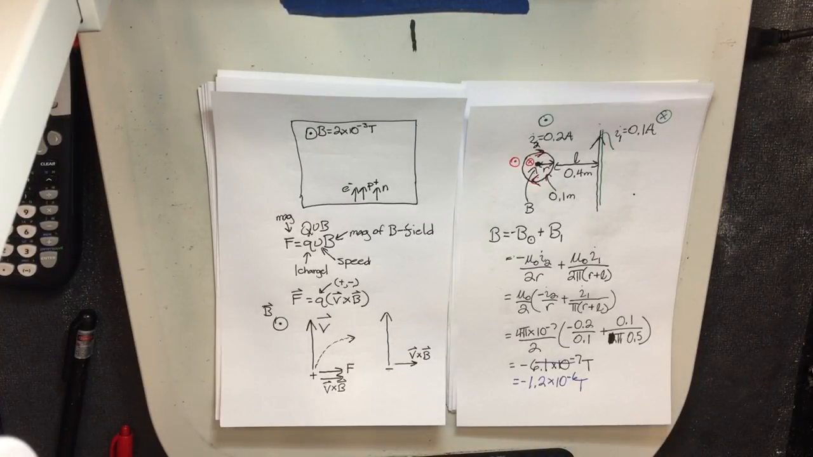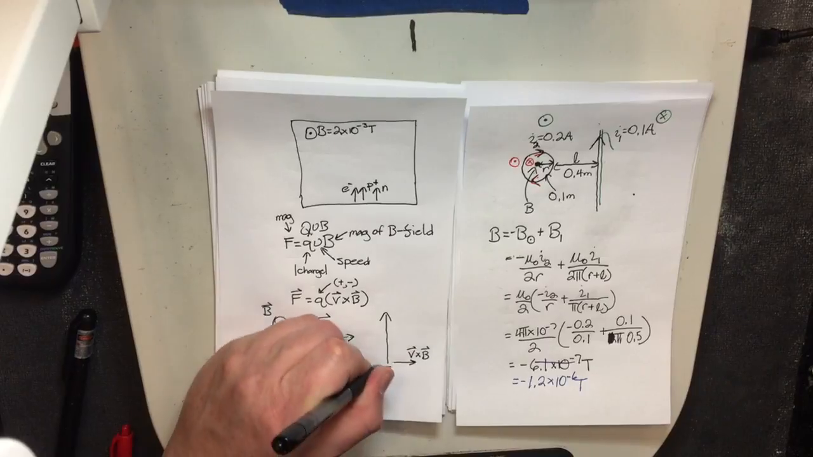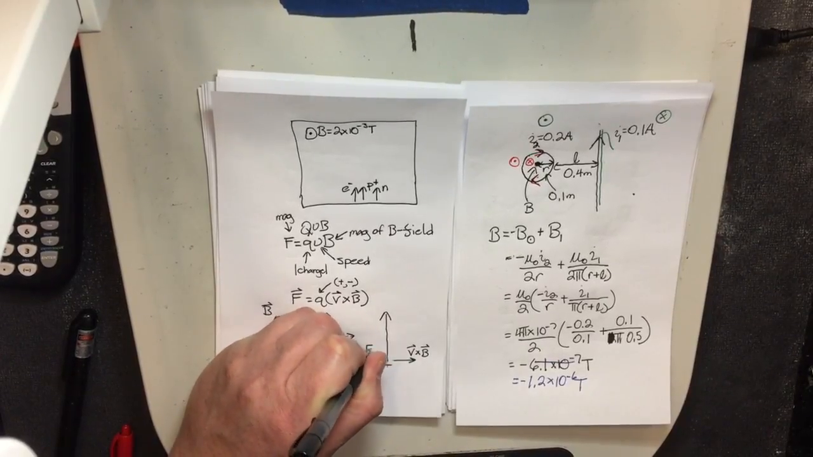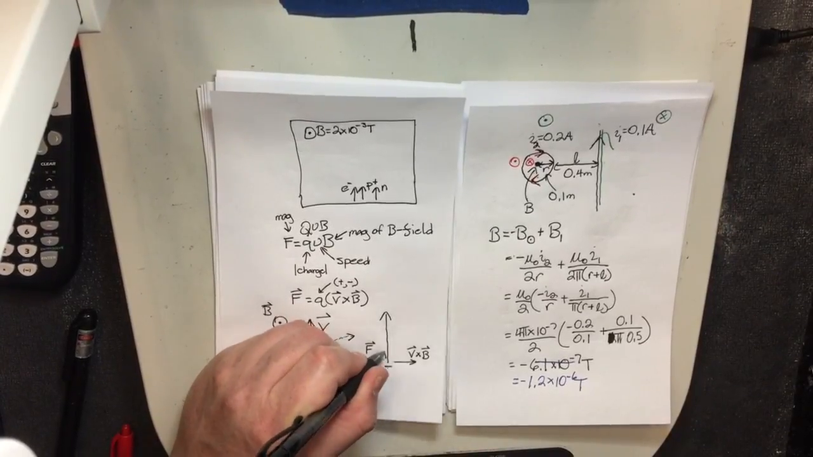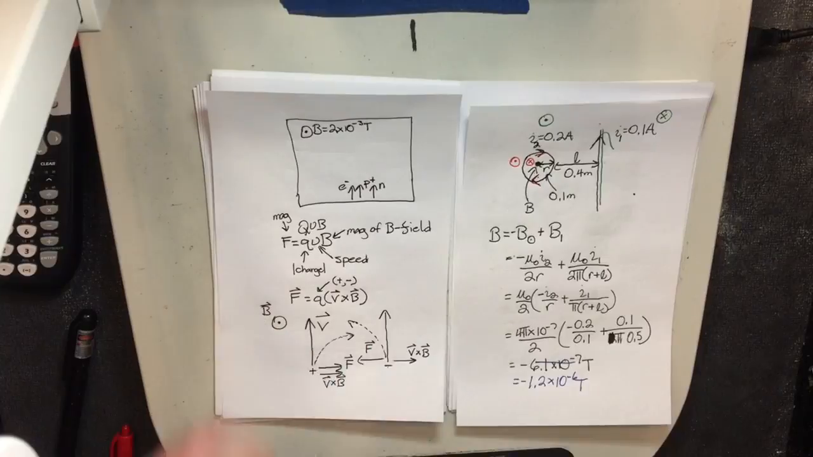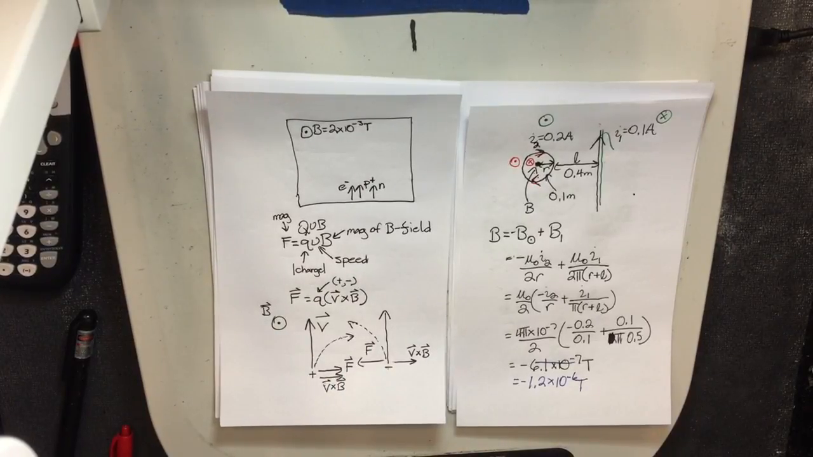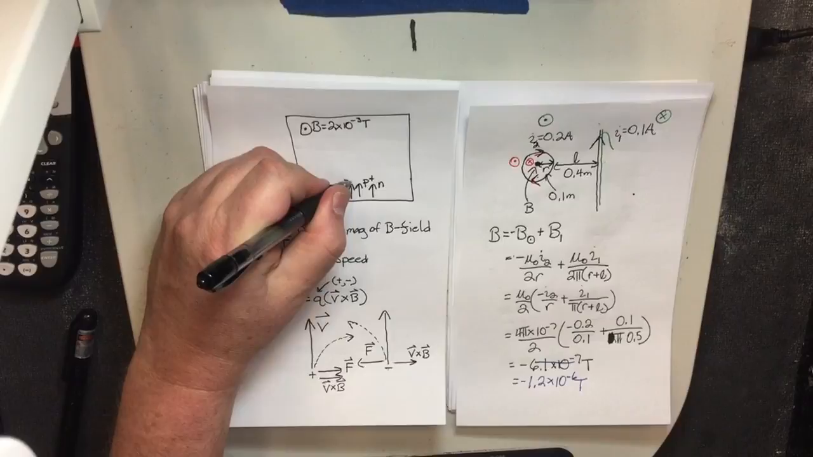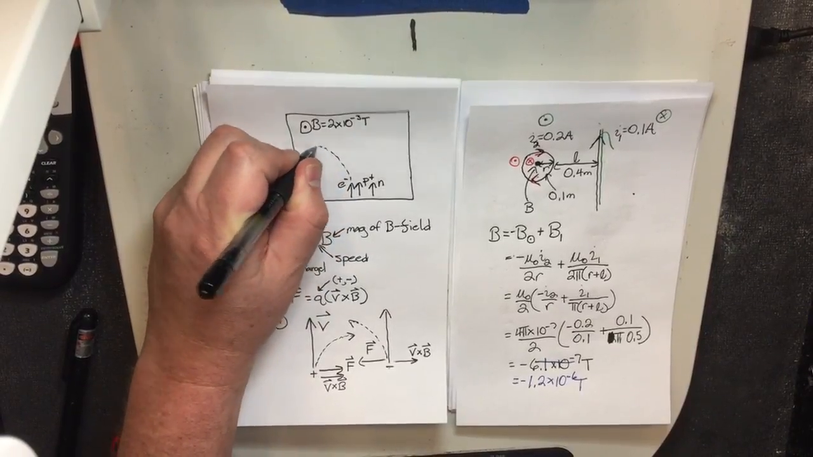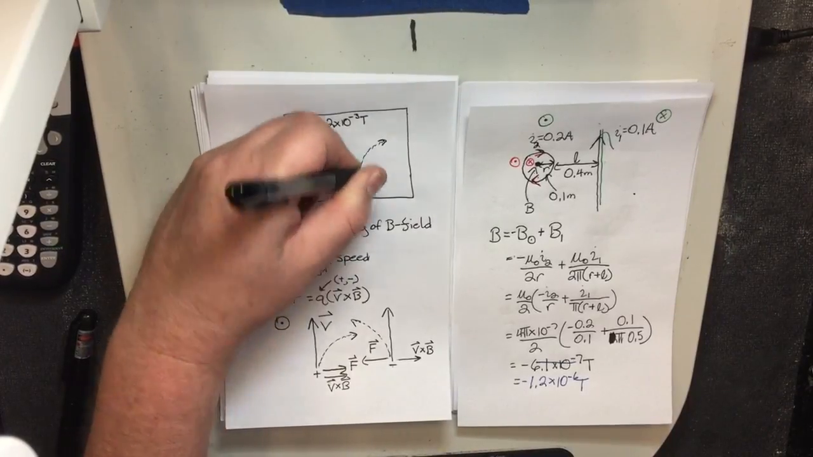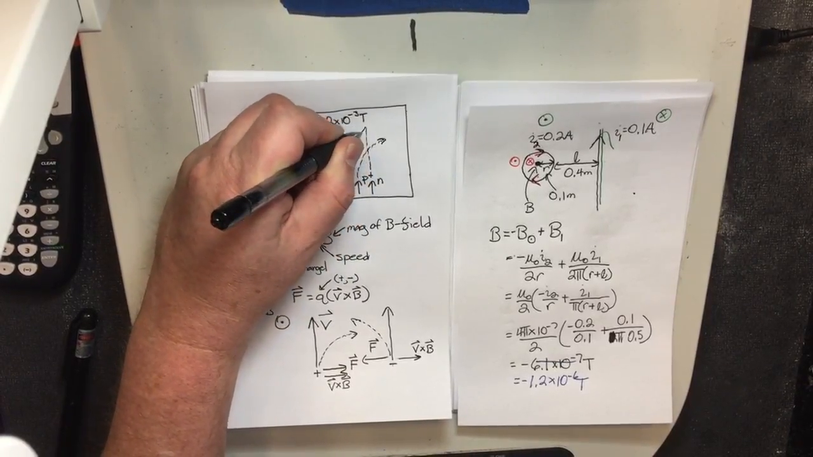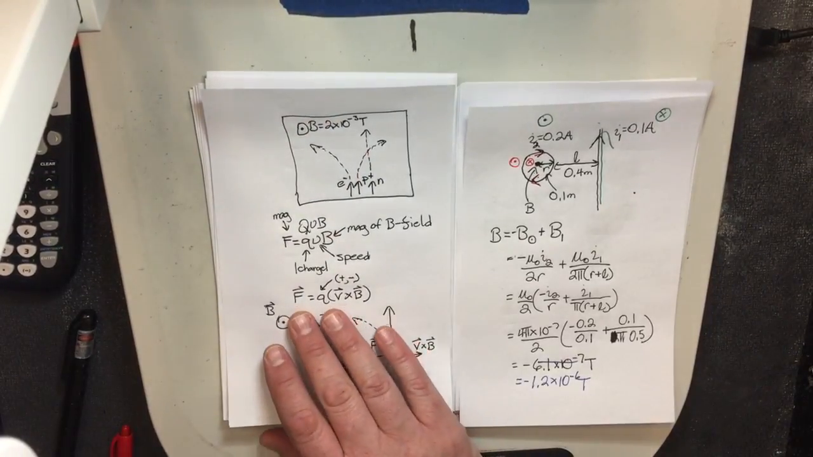Again, for the negative charge, V cross B goes to the right, but the charge of an electron is negative. So it feels a force to the left. And what happens is that the negative charge banks left. So if we have these three particles, the electron banks left, the proton banks right, and the neutron is unaffected because it has no charge.